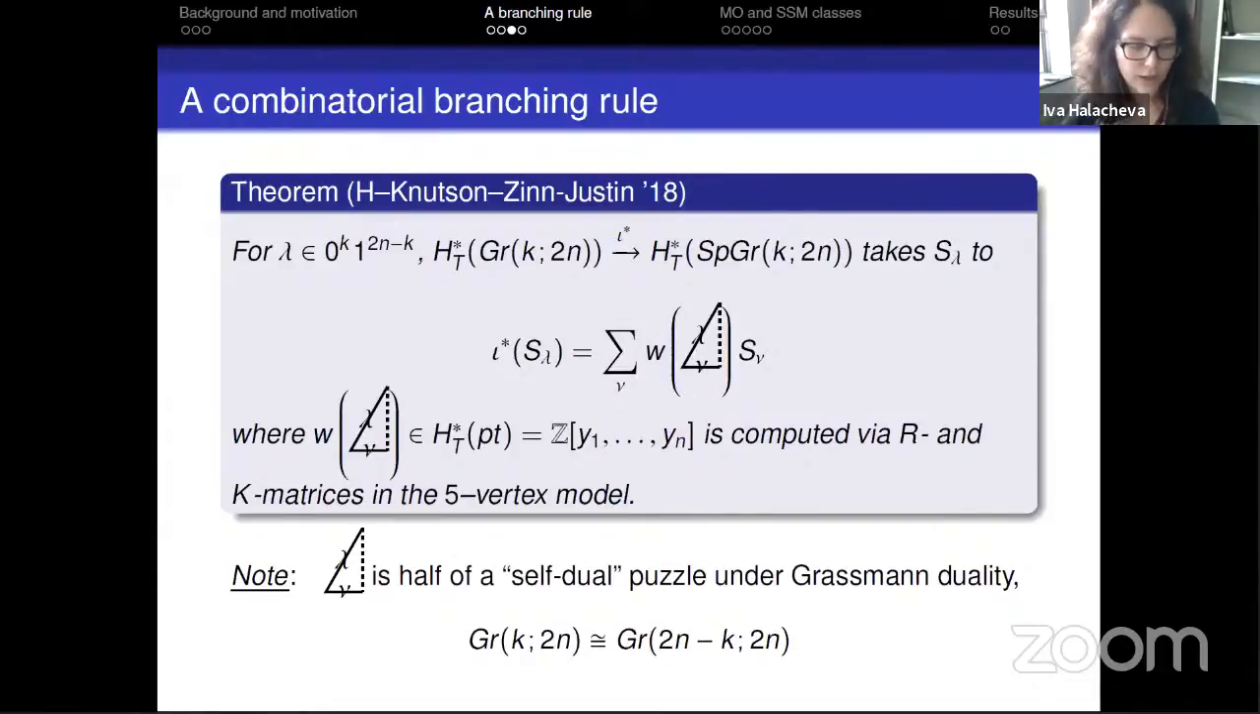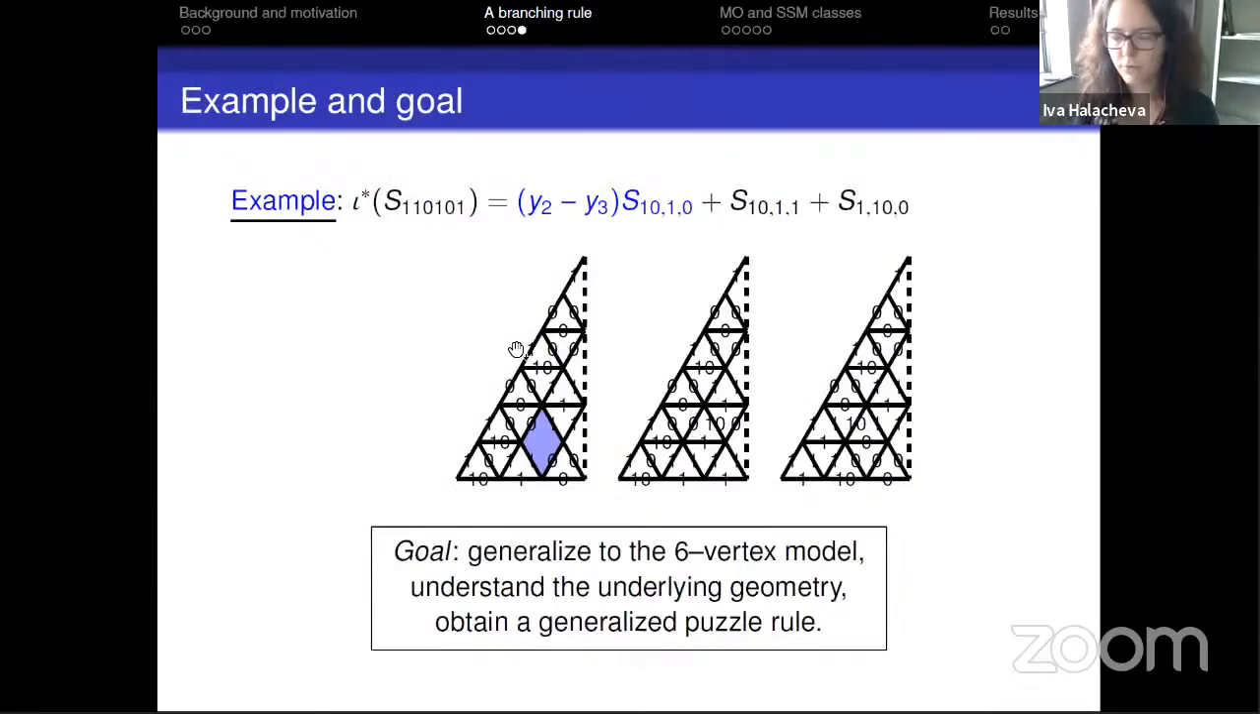I won't include the general details in this setting, but let me just give you an example of how this works. So here is a Schubert class for the Grassmannian, and we pull it back. Remember, we start with binary sequences. Once we are in the symplectic Grassmannian, the indices generalize to ternary sequences. So things are indexed by 1, 0, and 10. And here's an example of such an expansion, which corresponds to these puzzles.